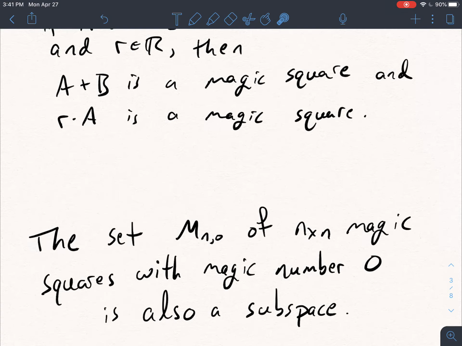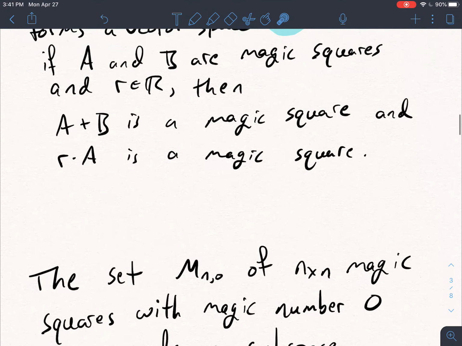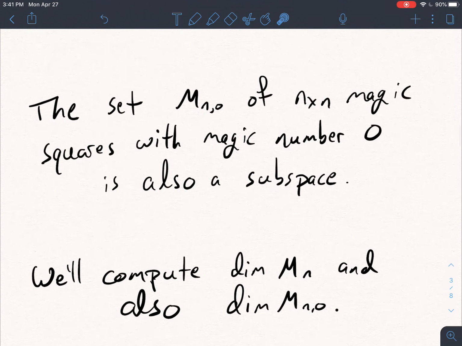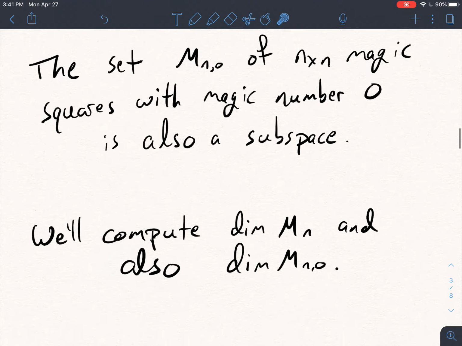What if the magic number of a and b were both equal to 0? Well, then the magic number of a plus b would be the magic number of a plus the magic number of b, and if both of those are 0, then the new magic number should also be 0. And the same if you scale a matrix with magic number 0 by any constant r: your new magic number would be r times 0, which is still 0. So m sub n comma 0 is also a subspace of m sub n. Like I said, now that we know that these are vector spaces, we are going to compute the dimensions of these vector spaces.